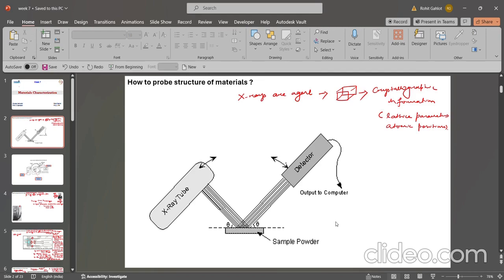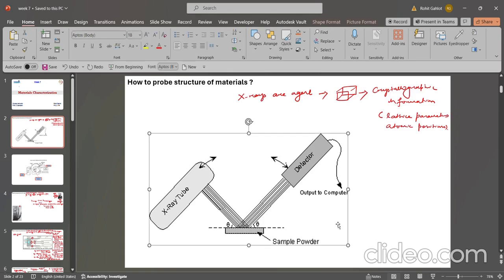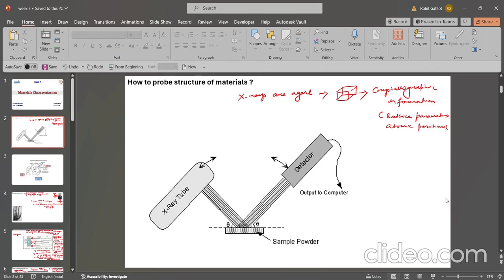So if you talk about the X-rays, the first question is how to probe the structure of materials. Any kind of crystallographic information, like lattice parameters or atomic positions, how can we determine for a particular material? We can say X-rays are the agent for this. With the help of X-rays, we can determine the crystallographic information like lattice parameters and atomic positions and many other details. So X-rays are very important nowadays. XRD is a very important tool for this.